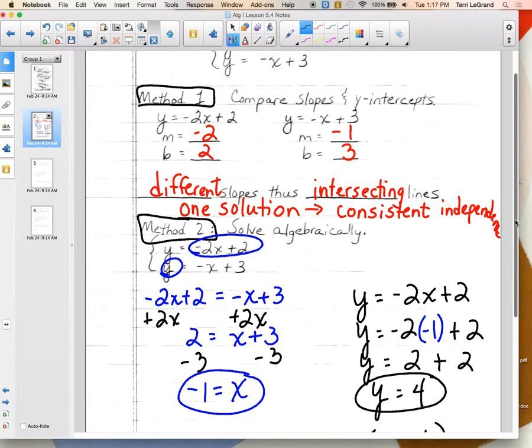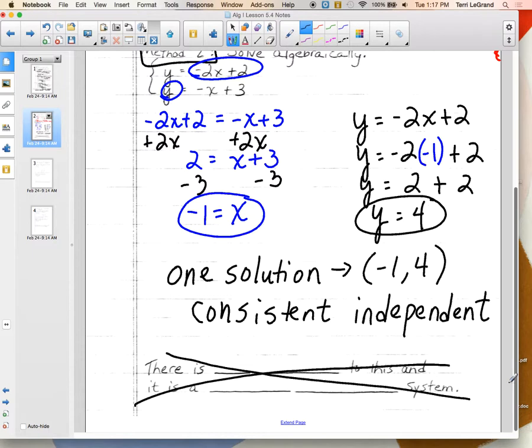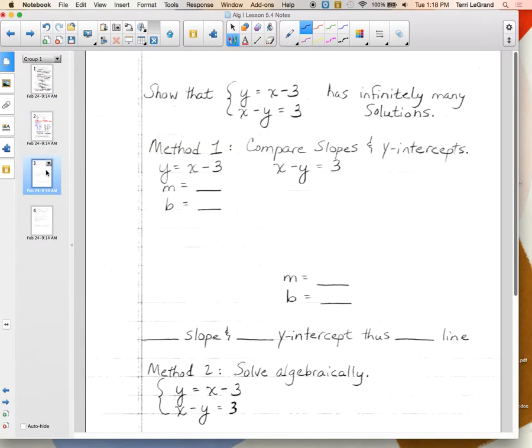If you use method 2, then you're actually using substitution or elimination and seeing what happens. In this case, what happened is we got an ordered pair. So we said, okay, that tells us there's one solution. That tells me my system is a consistent, independent system. So what would happen if you had infinitely many? Let's find out. Okay. Next one.